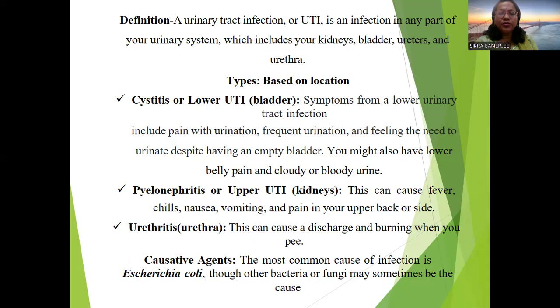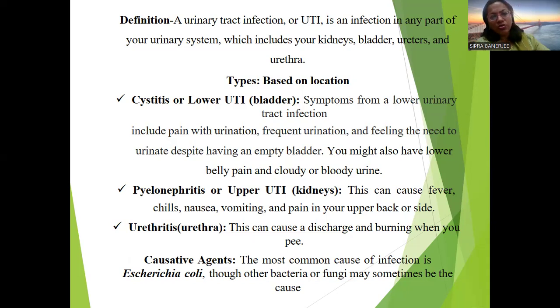Now, types of urinary tract infection, based on location, are classified into three categories: cystitis, that is lower UTI; pyelonephritis, that is upper UTI; and urethritis, that is of the urethra. The causative organism is E. coli and sometimes some other bacteria.